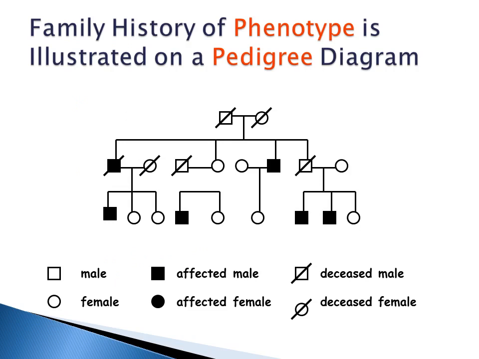So we discussed some genetic diseases, and we went over pedigrees and inheritance patterns earlier in the semester. Just as a review, the family history of a phenotype is illustrated using a pedigree. You have your squares, which are males, circles are females, filled in are affected. So just to remember how to read your pedigrees.